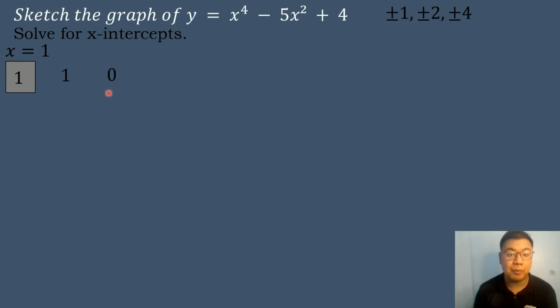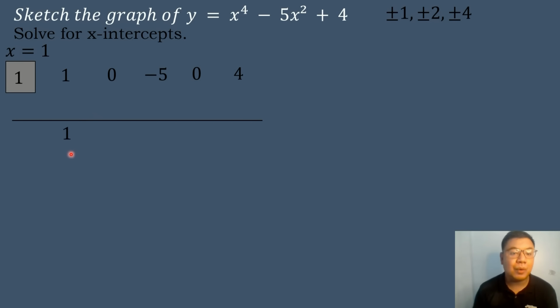So it will be equal to 0. The numerical coefficient of negative 5x squared is equal to negative 5. And the numerical coefficient of our linear term, which is missing, is equal to 0. And then the numerical coefficient of the constant term is equal to 4. And then we will draw a line here.